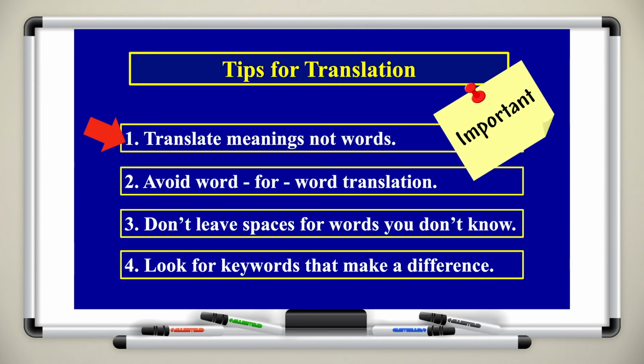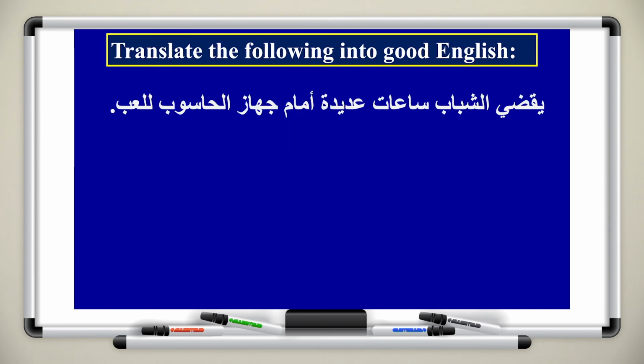First of all, let's take some tips for the translation. Number 1, translate meanings, not words. Number 2, avoid word-for-word translation. And I'll show you why that is in a few minutes. Number 3, don't leave spaces for words you don't know. And number 4, look for keywords that make a difference. So translate the following into good English. Let's read the sentence together.